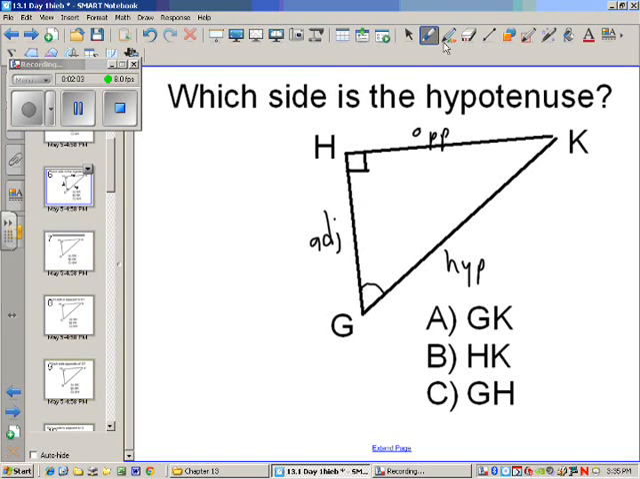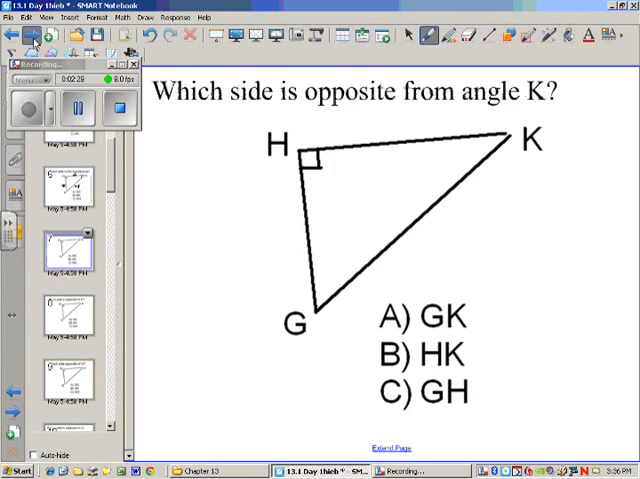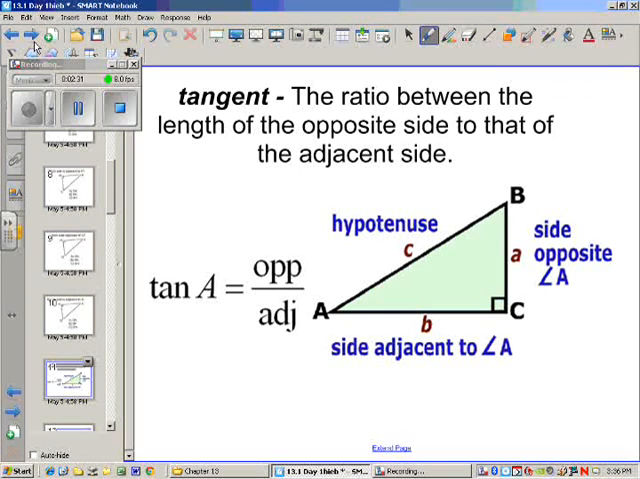Now, if I changed my perspective and instead of looking at G, I wanted to look at K, let's do it again. Let's do opposite, adjacent, and hypotenuse from K. Now, if K is my angle that I'm concerned with, opposite will now be this side, adjacent will be this side, and the hypotenuse will remain the same. All right.